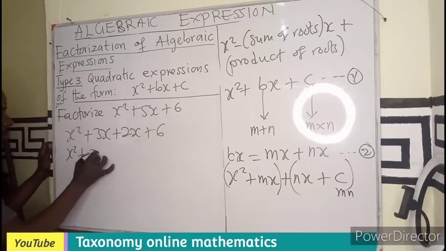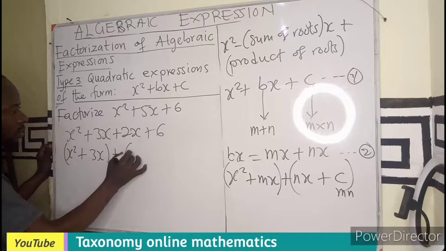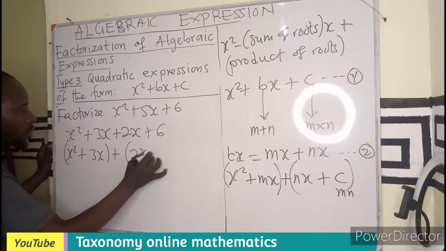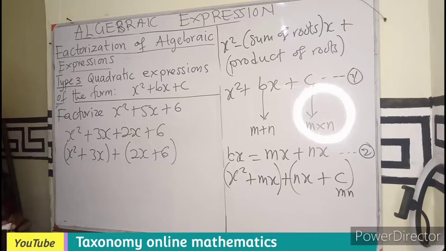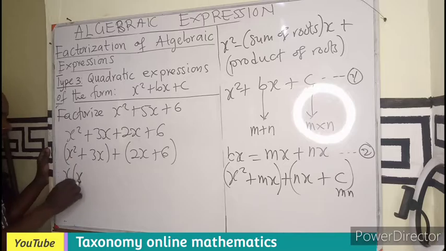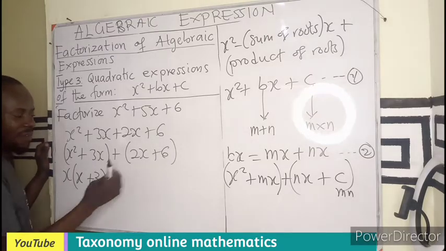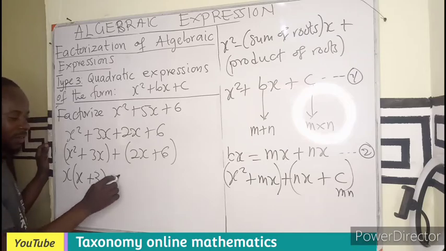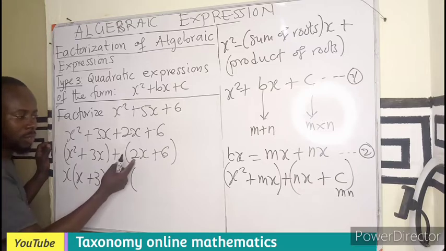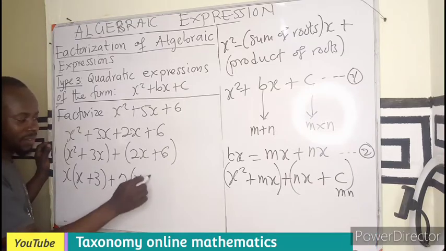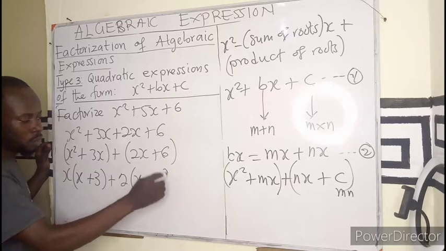So x squared and 3x in one bracket, 2x and 6 in another bracket. Looking for the common factor, x to the power 2 to the power 1, so x will be the common factor. If you divide this by this, you'll be having only x. 3x divided by x will give you 3. Common factor x is here, we don't have it there. But 2 can go into 6, so 2 becomes the common factor. 2x divided by 2, we get x. 6 divided by 2, we get 3.